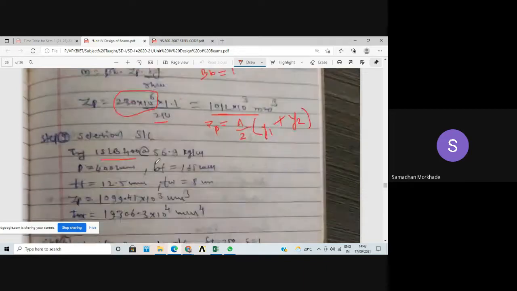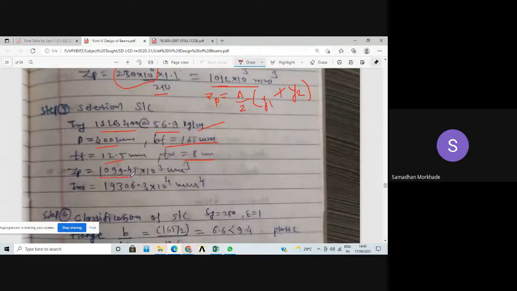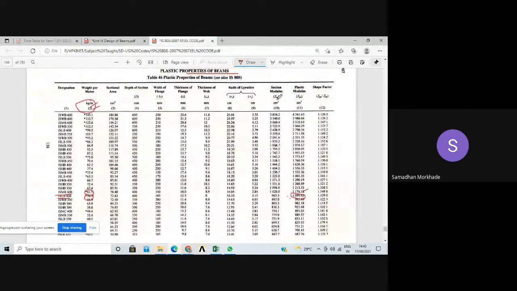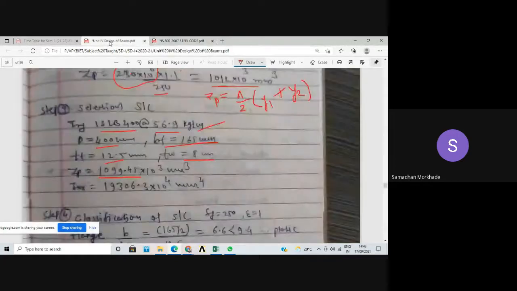So for ISLB 400, write the properties: running meter weight 56.9 kg, overall depth of the section is 400, width of flange is 165, thickness of flange 12.5, thickness of web is 8 mm. ZP is 1099.45 into 10 to the power 3. See here, it is given in centimeter cube, and we require it in mm cube, so just multiply by 10 to the power 3, that is 10 into 10 into 10, 1000. That way you have to do the calculations.